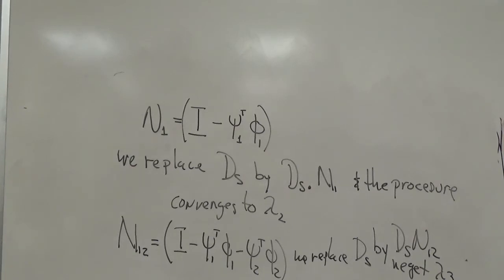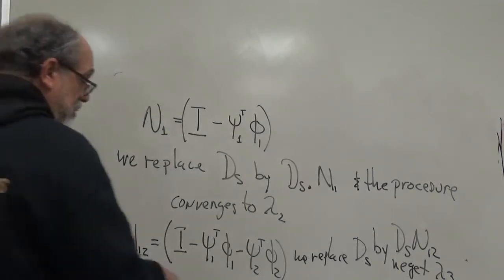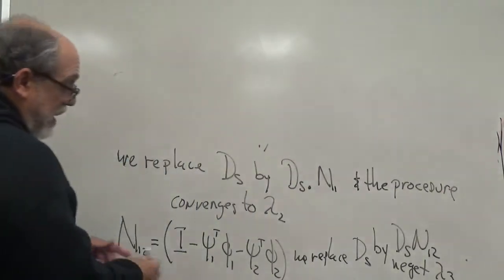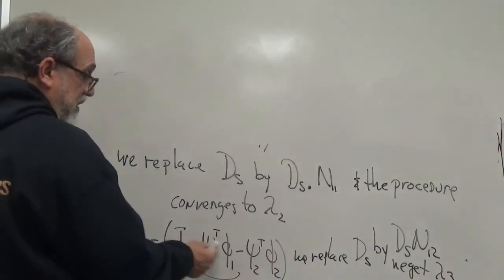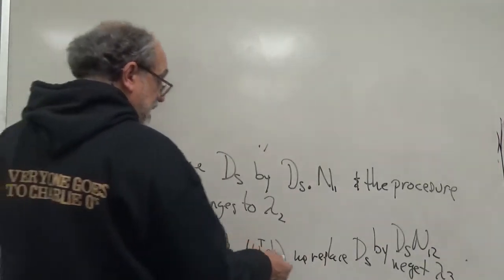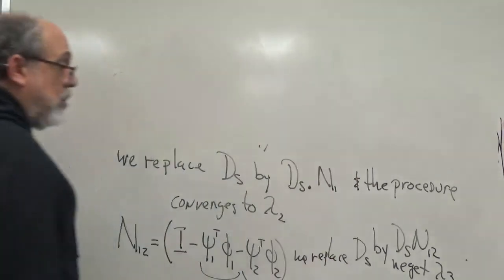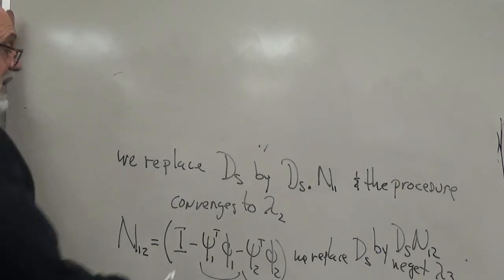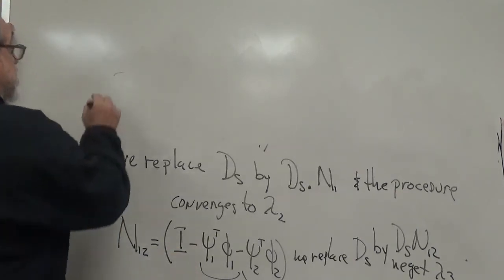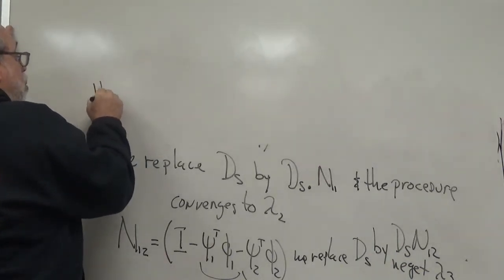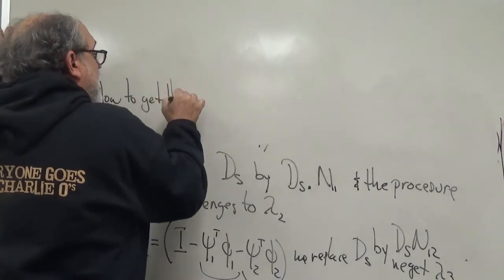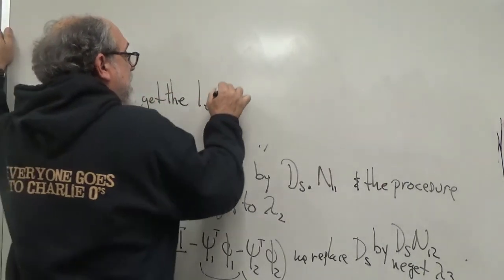Okay? So these n's are the deflation matrices, and I guess you see the generic pattern, right? You want to deflect the first mode, you need this. You want to deflect the first and the second, you need this. You want to deflect the first, second and the third, you need the next one, and so on, right? Now, to conclude, I need to give you a practical way to get the left side eigenvectors, okay? How to get the left side.